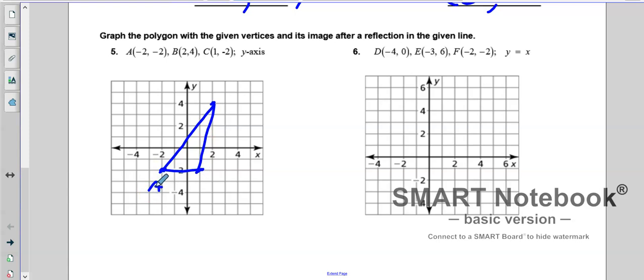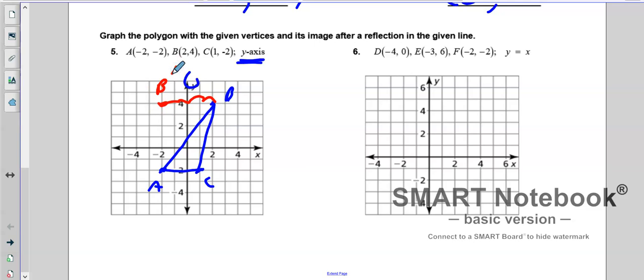So we have A, B, and C. And it says go over the y-axis. Here's the y-axis right here. So all we're going to do is count. 1, 2, 1, 2, and there's my point. There's B prime. Now this one's tricky because they're going to overlap.